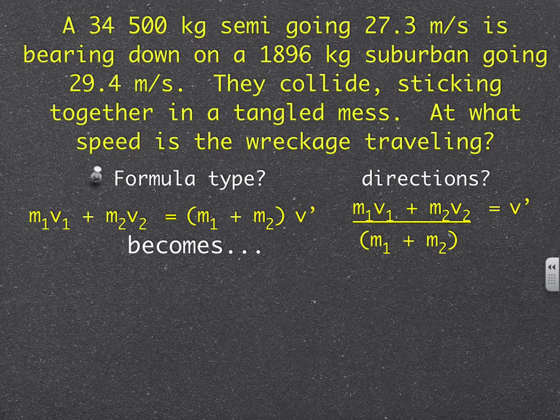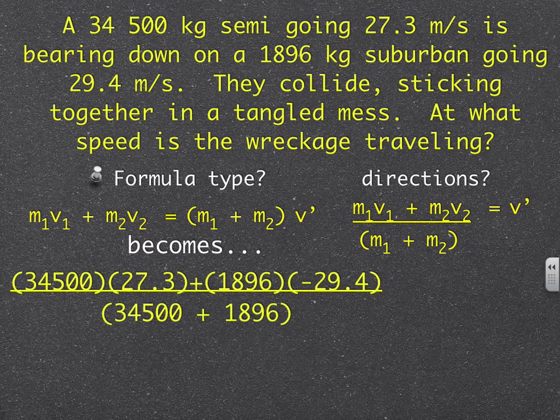So what are we going to call M1? The 34,500. And the V1 is going to be 27.3. The 1896 will be M2. And what is V2 going to be? Not 29.4. Negative 29.4. Why does it have to be negative? Because he's going in the opposite direction. That'll make a big difference in our answer here.